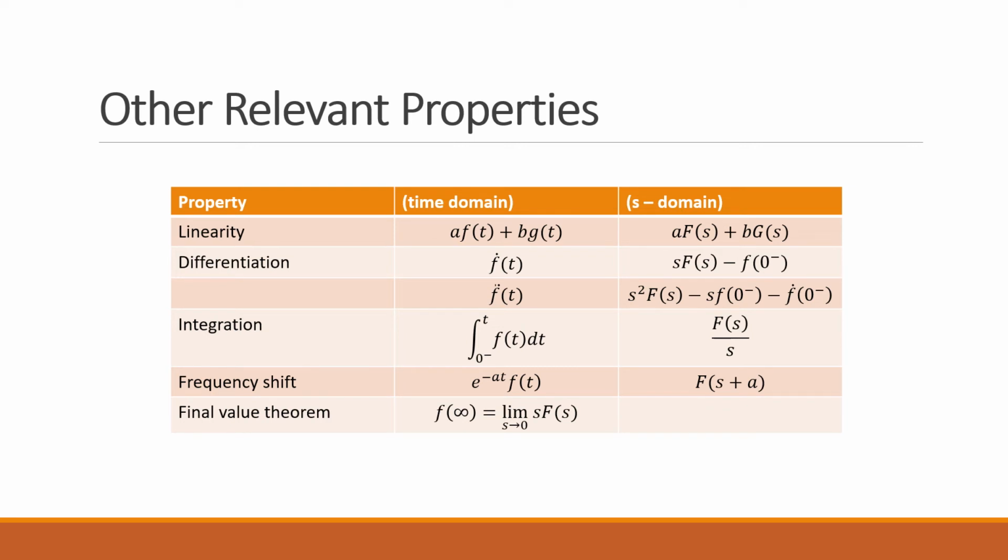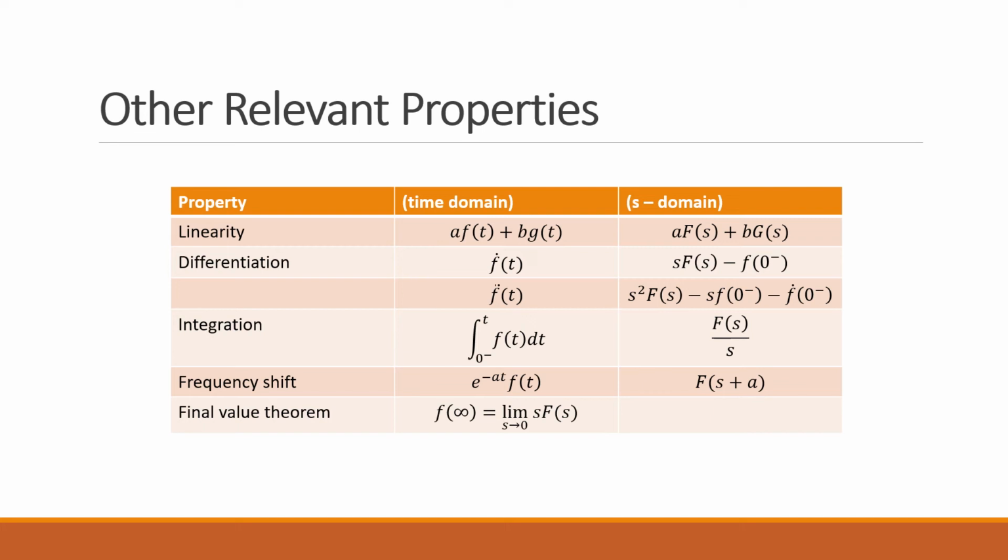Another property called frequency shift is also very useful. Multiplying by a decaying exponential in the time domain is equivalent to shifting the s domain function by a constant amount. It is by using this property we can prove that the Laplace of the exponential e to the power minus at is 1 over s plus a.